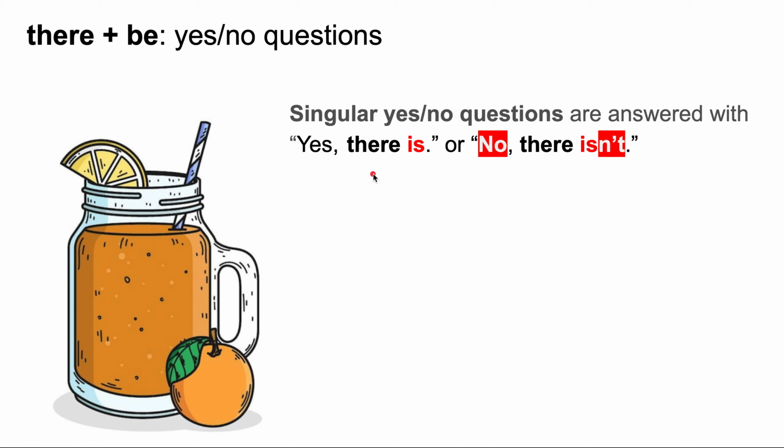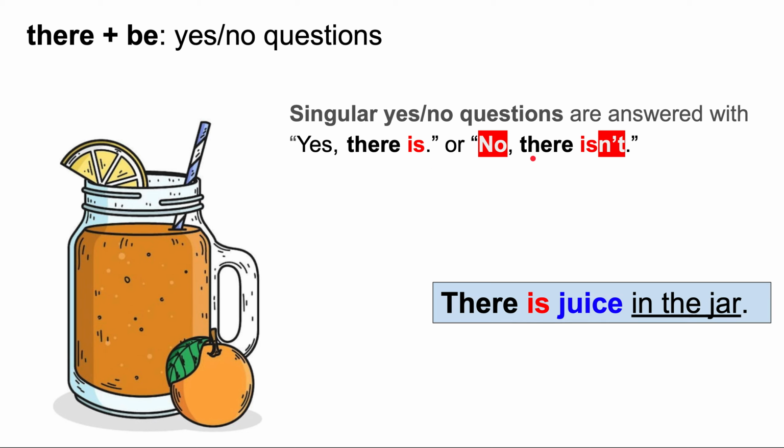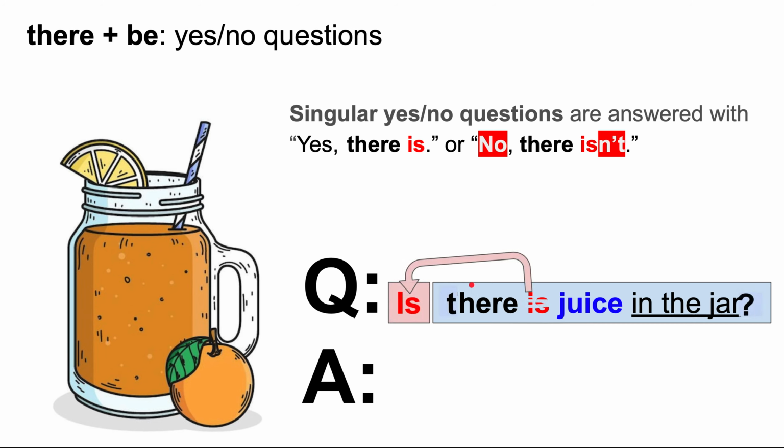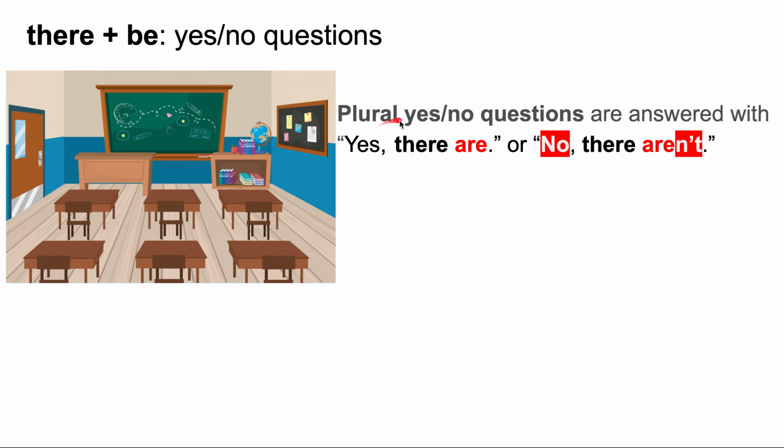Now, singular yes no questions are answered with yes there is or no there isn't. For example, there is juice in the jar. Yes no question: Is there juice in the jar? Answer, yes, there is. Now, plural yes no questions are answered with yes there are or no there aren't.